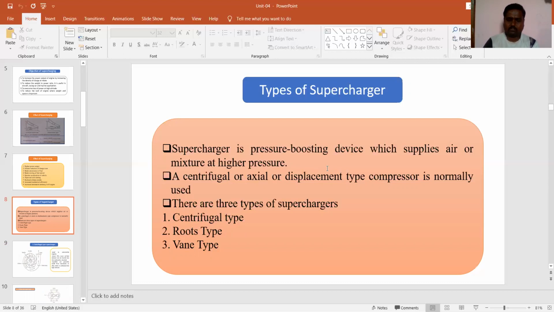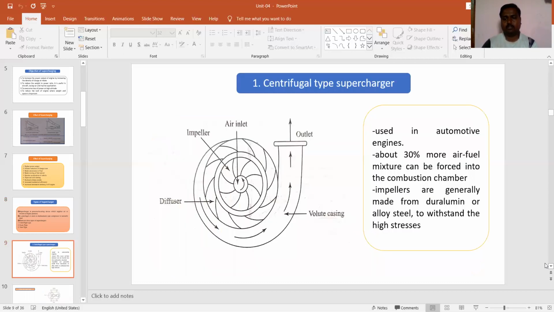As we know, a supercharger is one type of compressor. Similar to the types of compressor, superchargers are also of three types. First one is centrifugal type supercharger, second one is roots type supercharger, third one is vane type supercharger. So let us start with the types of supercharger one by one. The first one is centrifugal type supercharger.